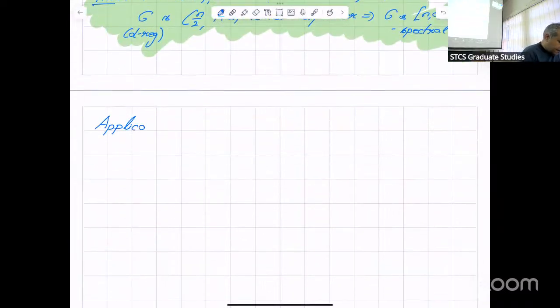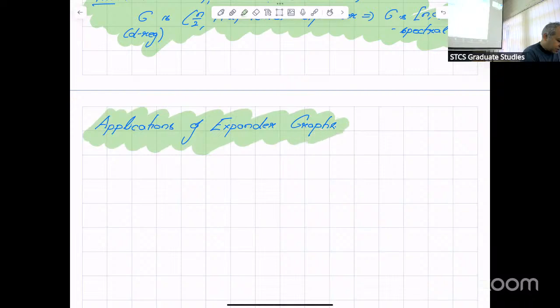Now, so far we have seen expander graphs. What we'll now see are some amazing applications of expander graphs. I did two of them in lecture today. In fact, all the rest of the lecture will be focused on applications. The first application will be to de-randomization.